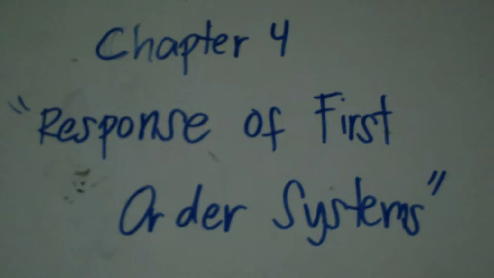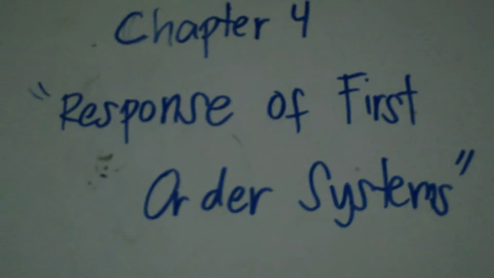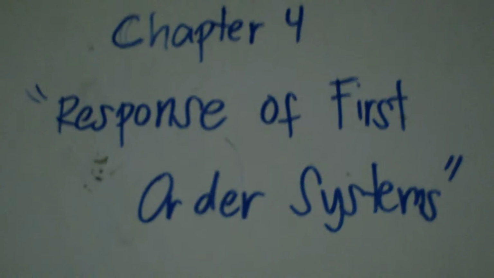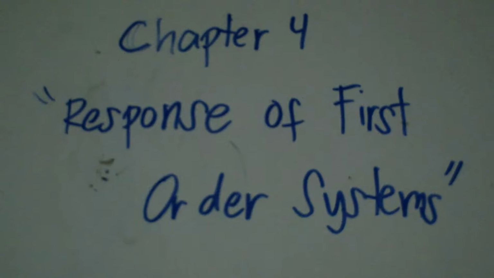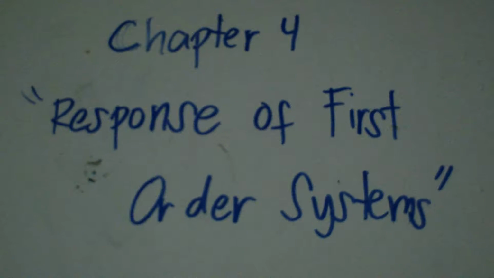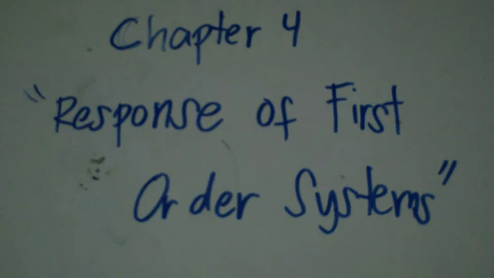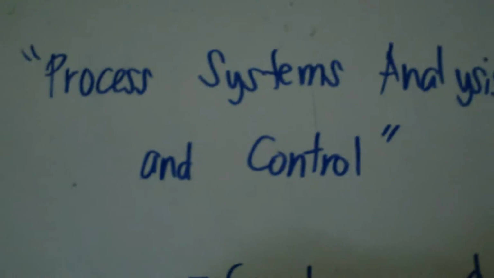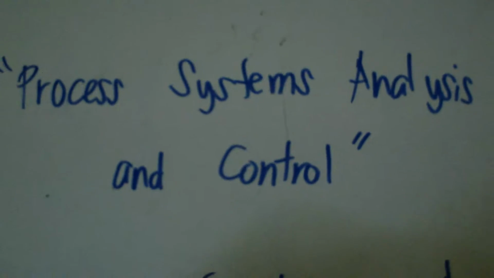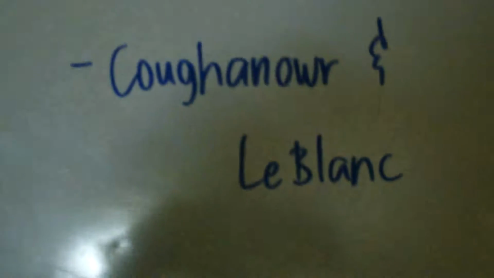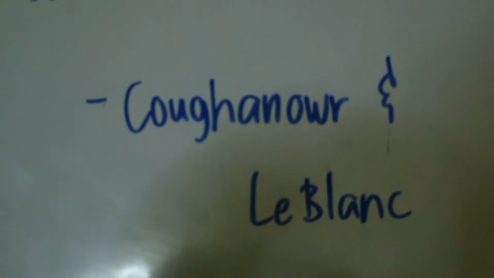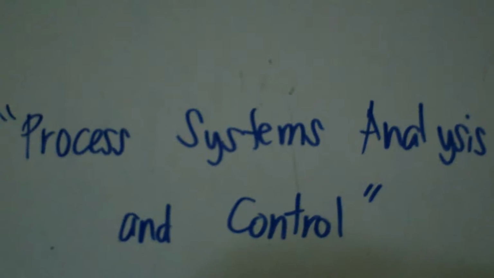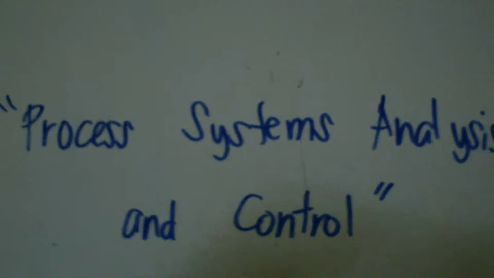Good day everyone. Today in this video, I'm going to discuss a problem from Chapter 4, Response of First Order Systems, from the book Process Systems Analysis and Control. The authors are Coughanowr and LeBlanc, 3rd edition. So let's have a simple problem for this topic.